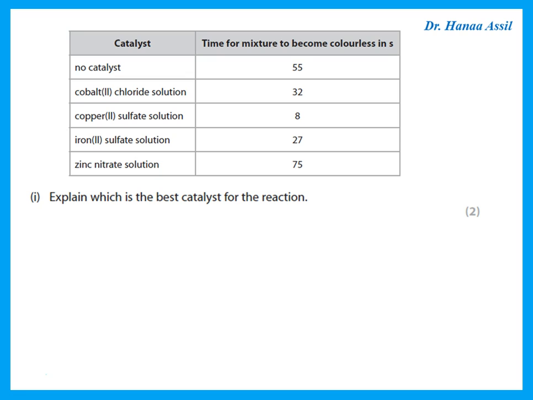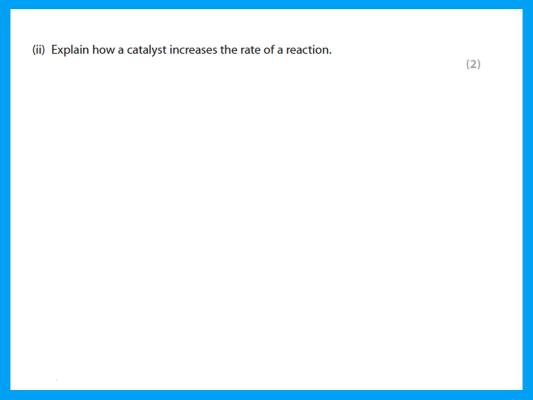That means it takes more time or less time. If a reaction is faster, it should take less time. So if I'm looking for the best catalyst, I'm looking for the one that took the least time, the smallest time. So copper sulfate, because this is the one that took the least time. So this is a more effective catalyst, make the reaction faster.